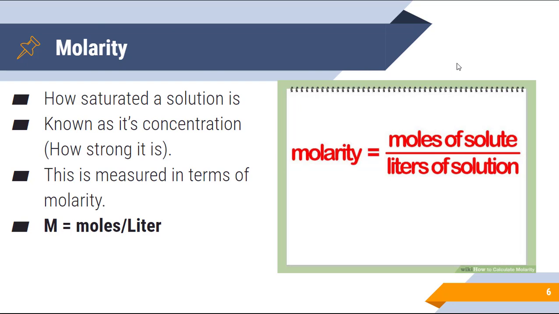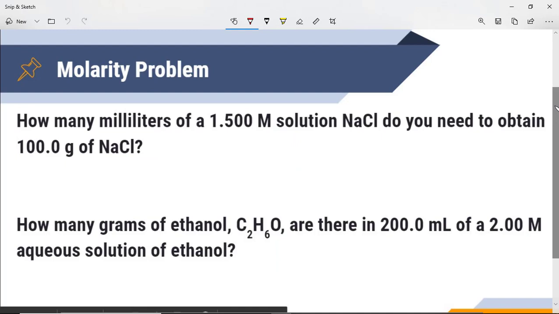Now, keep in mind, I can give you grams, I can give you milliliters, I can even give you grams of water, and you would have to know how to convert that. So keep in mind, there's a variety of different conversions that you can do here in order to be able to solve these types of problems. Let's do a couple. So let's take a look at each question individually. The first one says, how many milliliters of a 0.150 molar solution do you need to obtain 100 grams of NaCl? Since we're looking with big M here, remember that molarity is moles per liter.